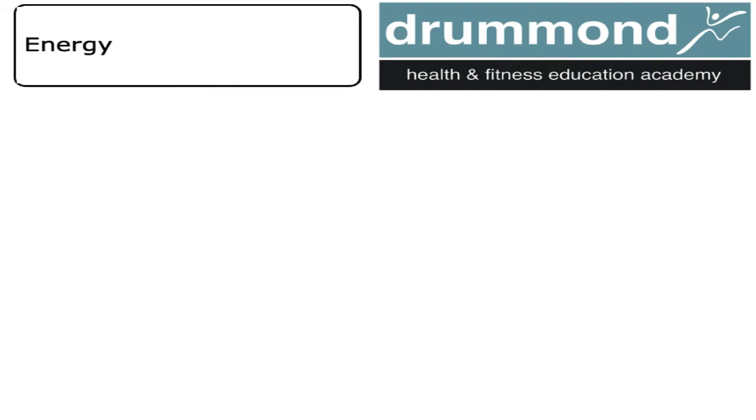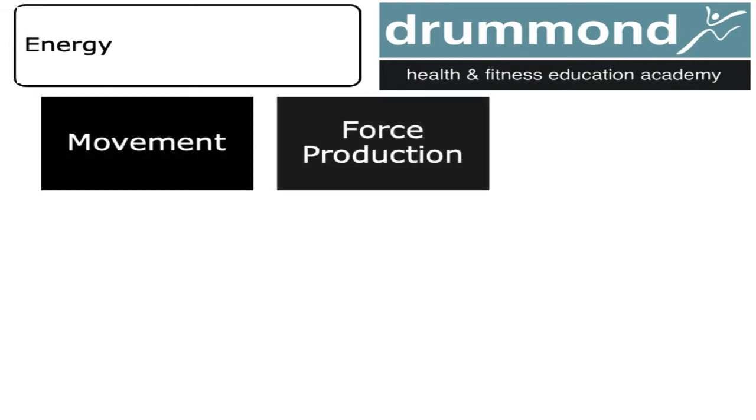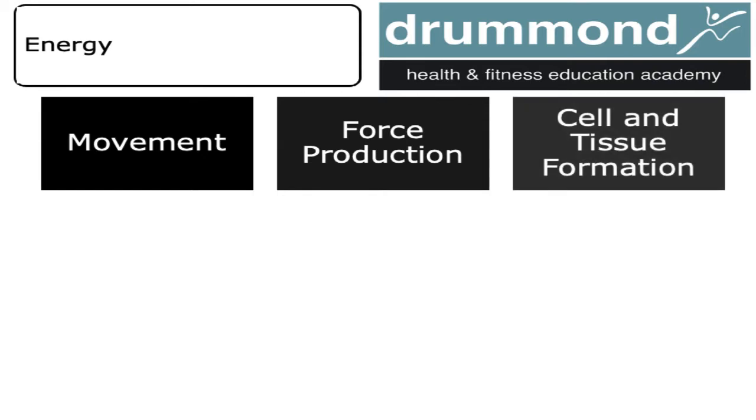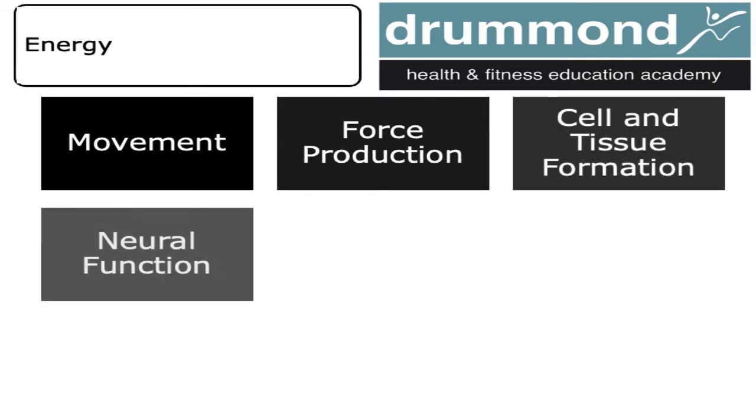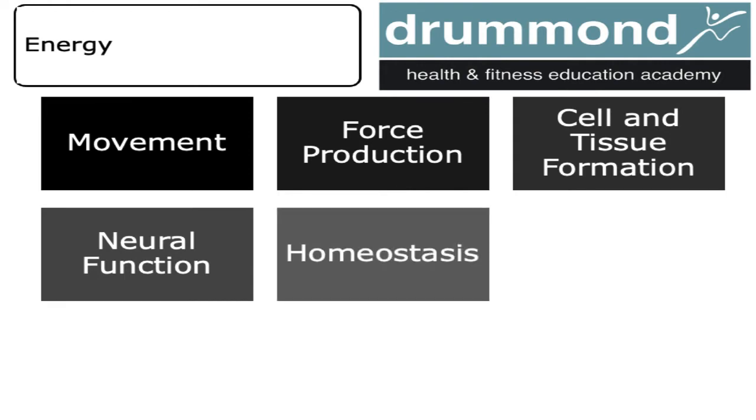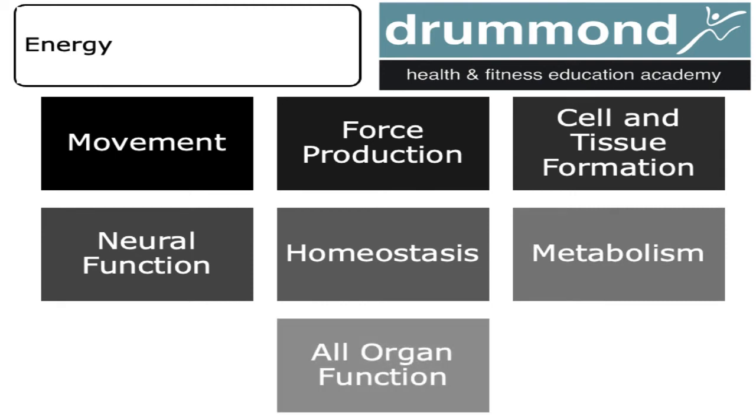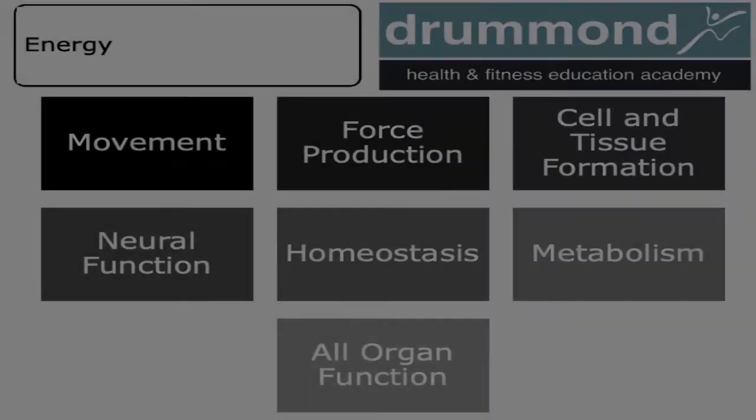Energy. Our body requires energy to power locomotion or movement, generate heat, and grow or repair tissues. Things that energy is required for: movement, force production, cell and tissue formation, neural or nervous function, maintaining homeostasis, metabolism, and all organ function. Energy is essential for all of these vital processes. So across this module, we're going to look at how the body creates and uses energy.